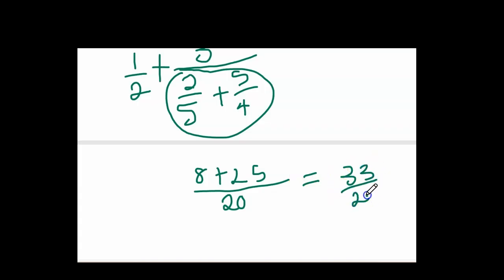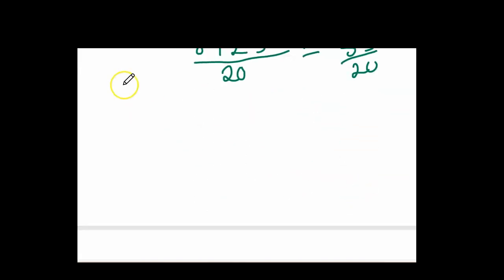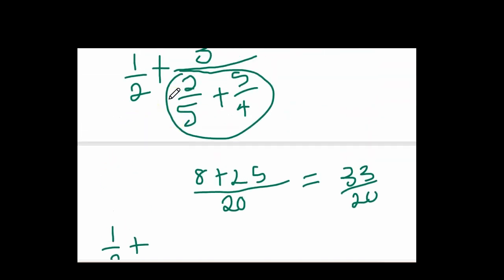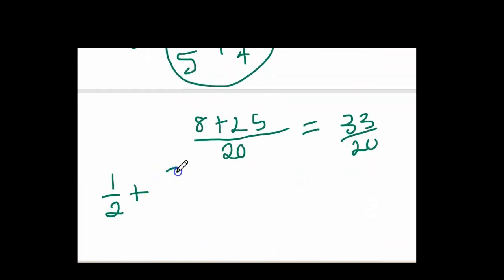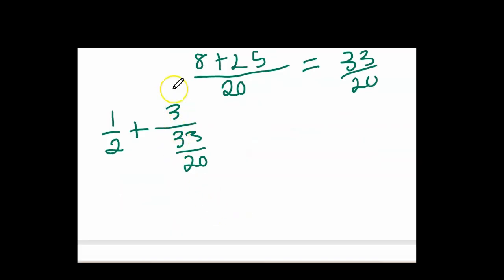all over 20. So we are going to replace a whole of this with this. If we write our fraction now, what are we going to have? We're going to have 1 over 2 plus 3 all over 33 over 20. So you can see that this is in layers of how many? 1, 2, 3. So this cannot be added to this until we simplify this part now. So now we're going to simplify this.